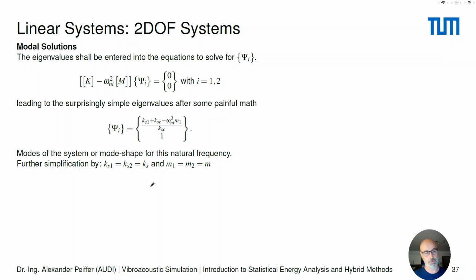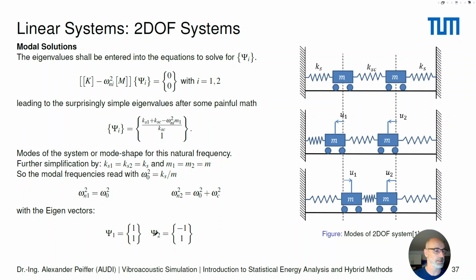To give you a brief introduction, we simplify the case a little bit. We just assume that both springs have the same spring stiffness Ks and both masses are the same. This really simplifies our problem, because if we do so, we get two solutions for the two harmonic or eigenfrequencies.